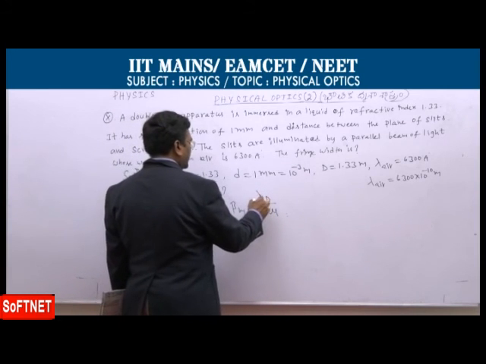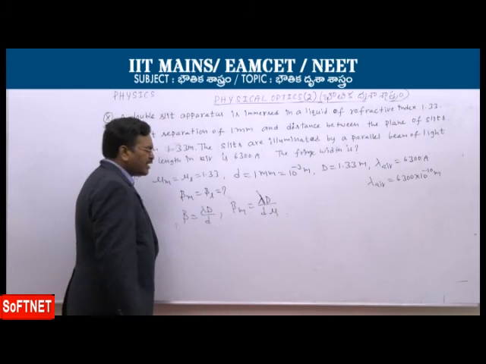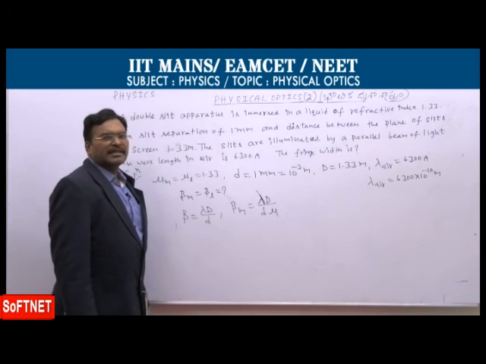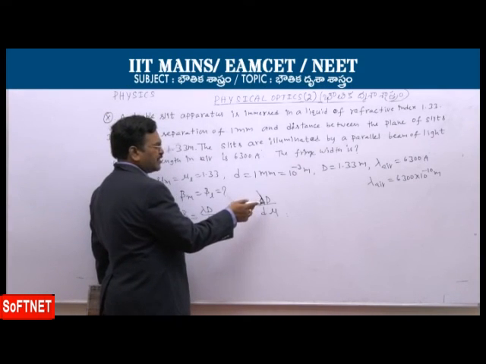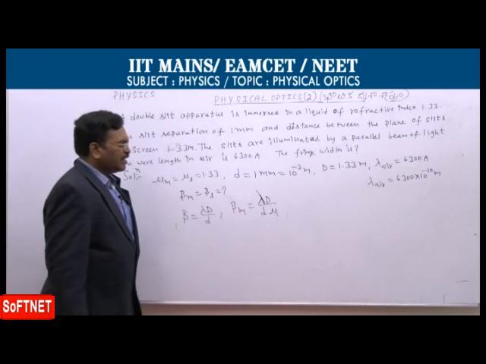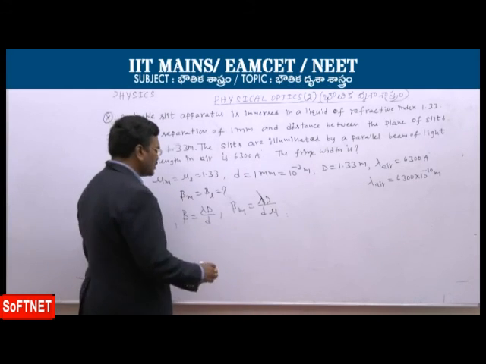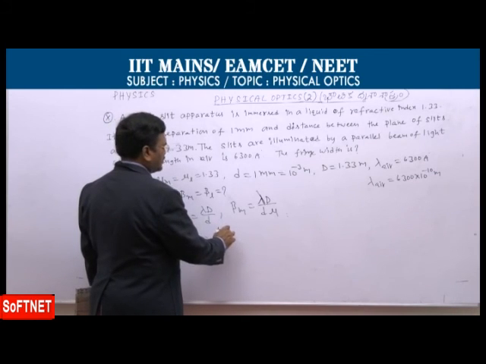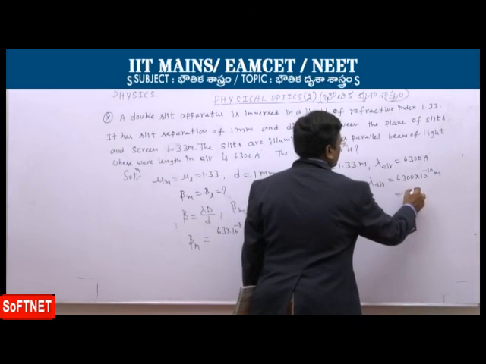Beta in air is lambda D by d. But in a medium, the total apparatus is immersed in a liquid. So lambda in liquid becomes lambda by mu. That's why it is lambda D by d into mu. Is it clear? Now we substitute. Beta in medium is equal to the lambda value, how much? 63 into 10 to the power of minus 8. 63 into what do we write now? This is 10 to the power of minus 8.